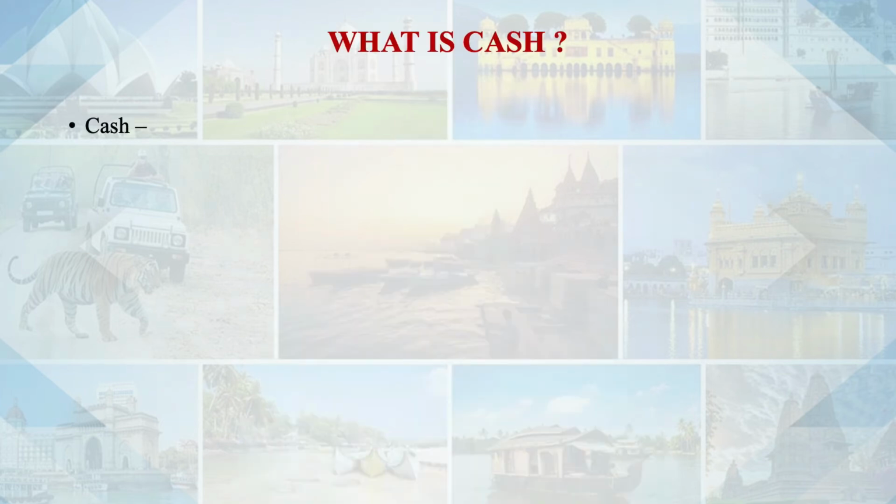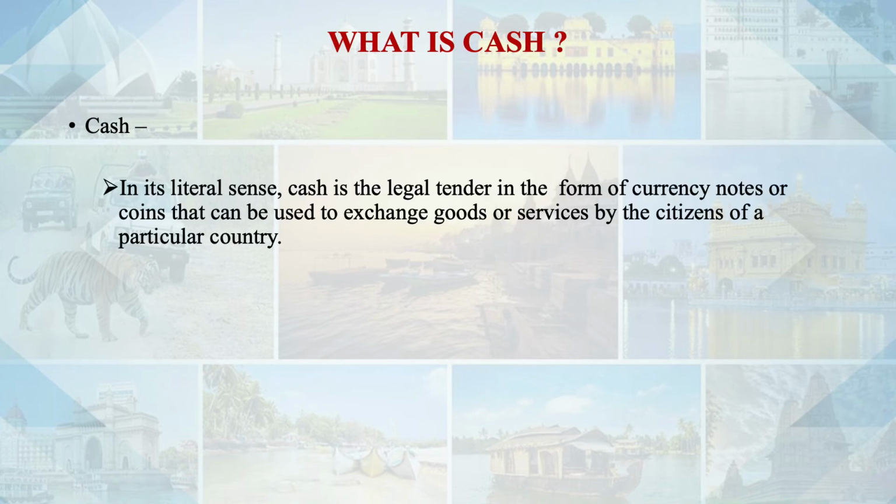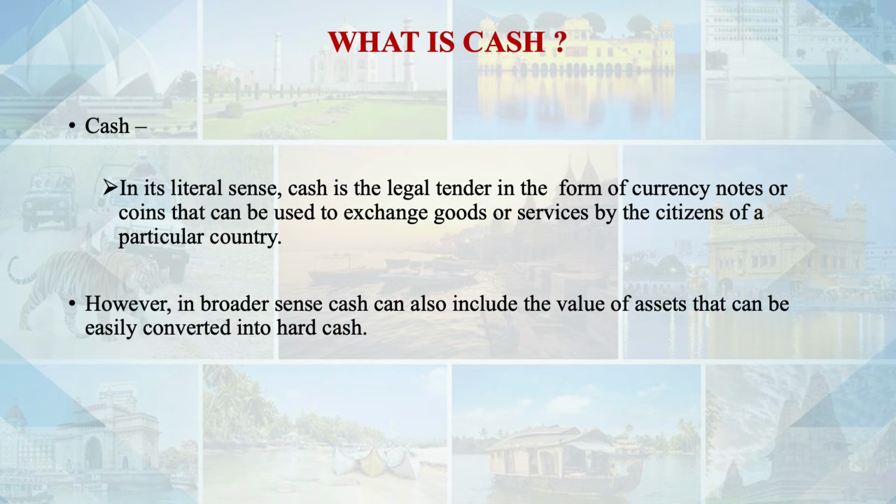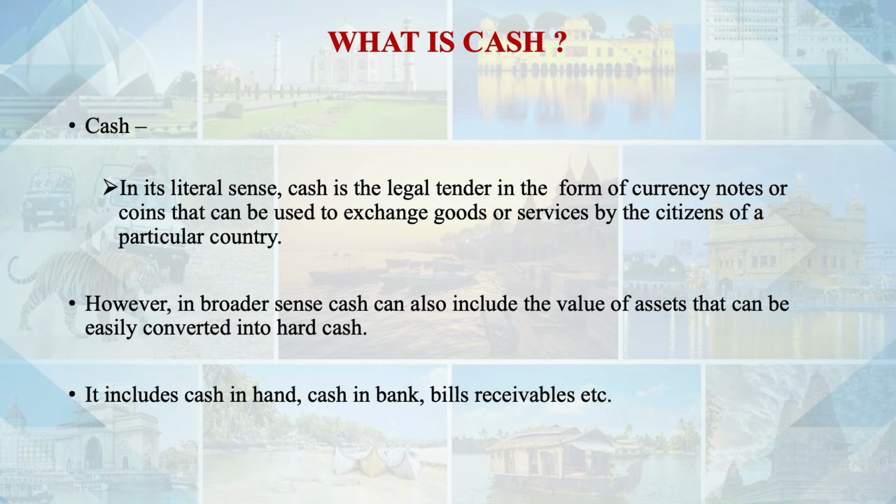Then another important aspect is cash, or cash management. After working capital, one of the important dimensions of the business is managing cash. So what is cash? First of all, it is the legal tender, currency or coins that can be used to exchange goods or services. If we define cash in its literal sense, then it is basically the legal tender. It can be in the form of currency or coins, and it can be used to exchange goods or services. That is the narrower sense of defining cash. In a broader sense, it can also include the value of assets that can be easily converted into cash. It includes cash in hand, cash in bank, bills, receivables, etc.